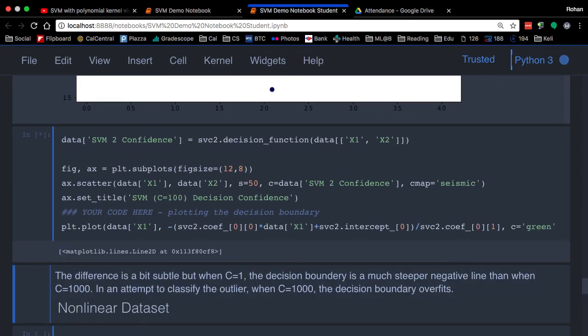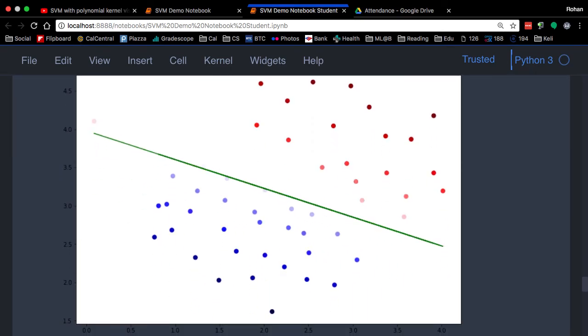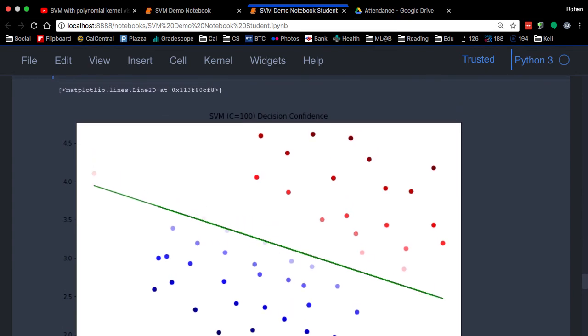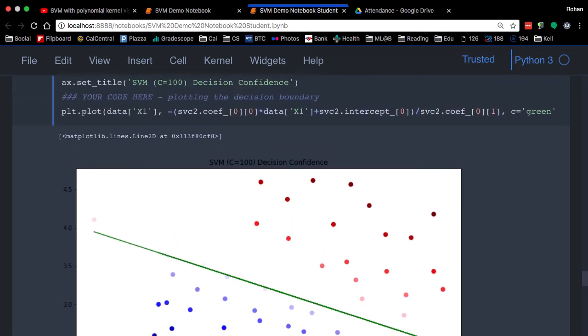When we do the same thing for SVC2, we get this really whack decision line. It's unnecessarily close to the blue just because that one point over there was moving the line a lot. Ideally you should run it for more iterations, but this is just a demo, so there's a little variance in the estimate.